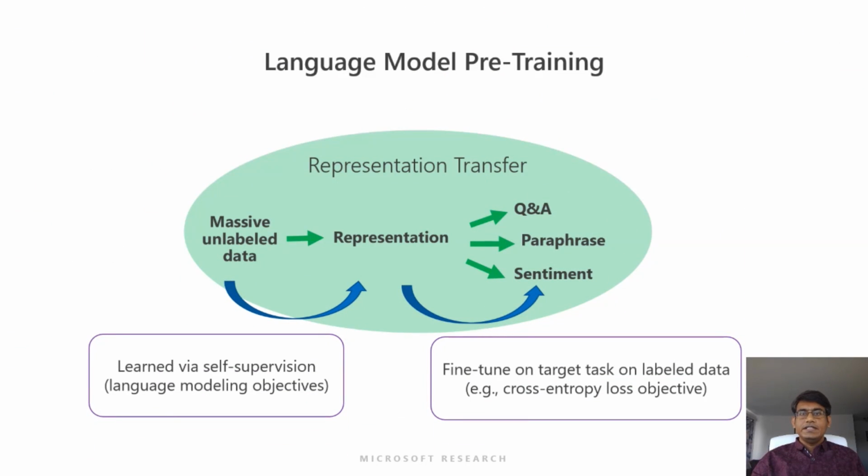To address the limited labeled data challenge, language model pre-training has been widely adopted in recent times for various NLU tasks. In this, deep and massive neural network models are trained in a self-supervised fashion over massive amounts of unlabeled data, and then fine-tuned on some task-specific labeled data for the downstream tasks.